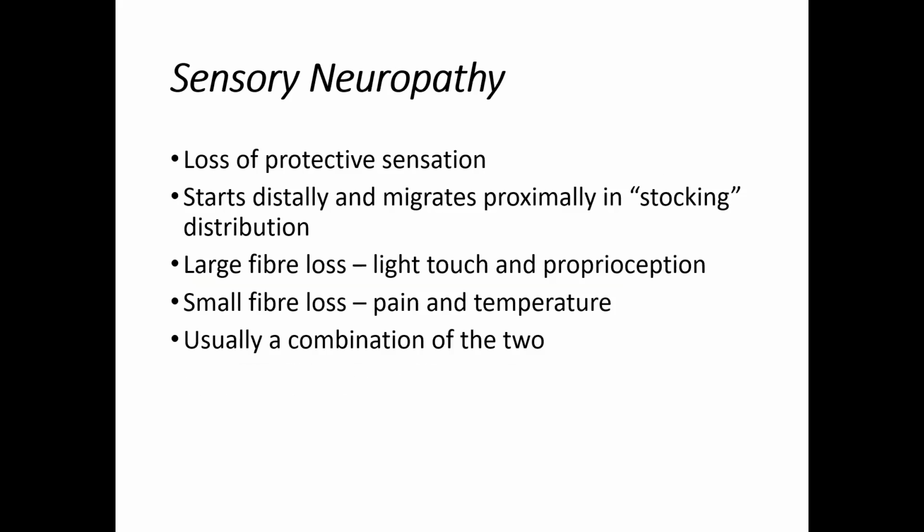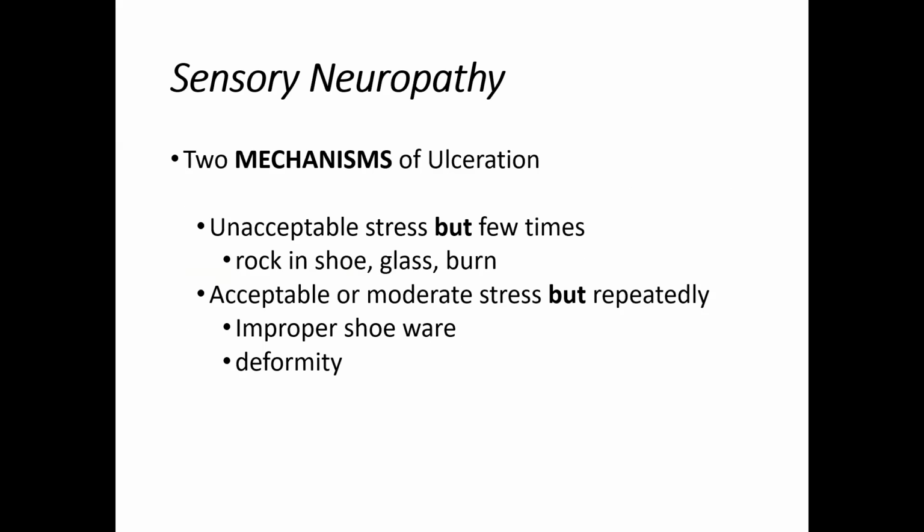Okay, sensory neuropathy, there is loss of protective sensation. This starts distally and migrates proximally in stocking distribution. Large fiber loss results in light touch and proprioception loss, and small fiber loss results in pain and temperature loss. Usually there is a combination of the two which is present. Okay, so it's not like you will get a single pathological finding. You'll always get a mixture of things. There can be sensory neuropathy of various types, then there can be motor neuropathy, there can be ischemia going on.